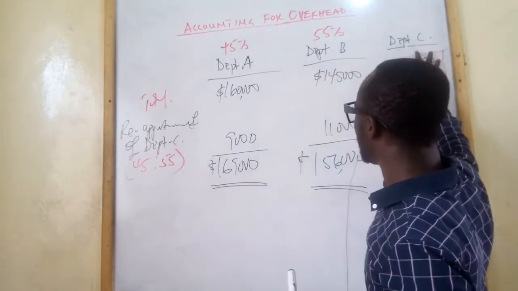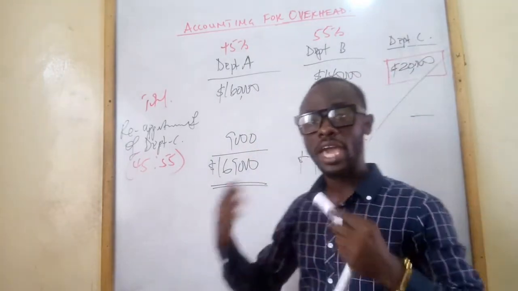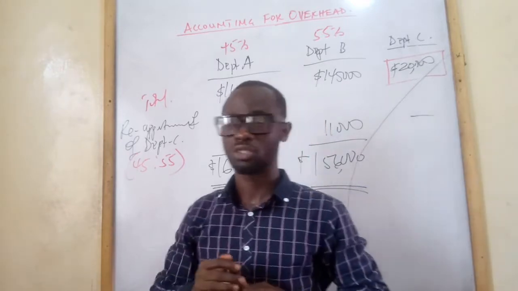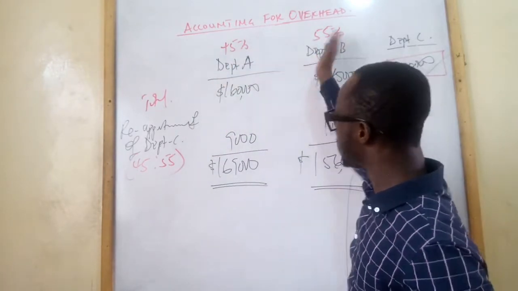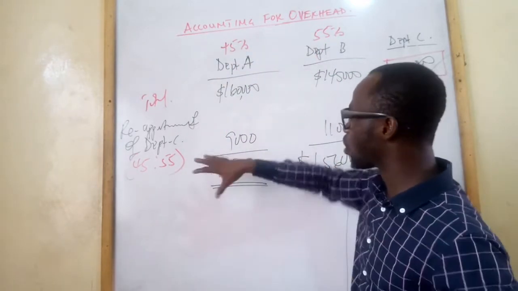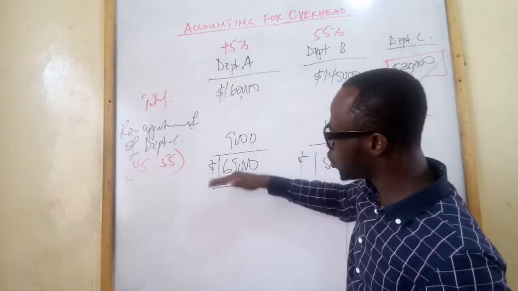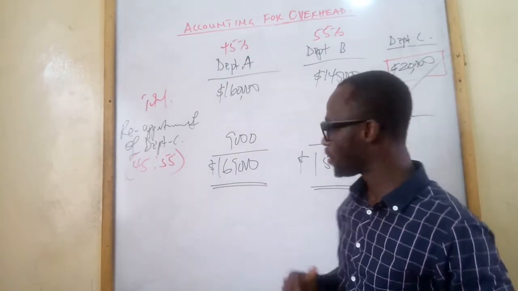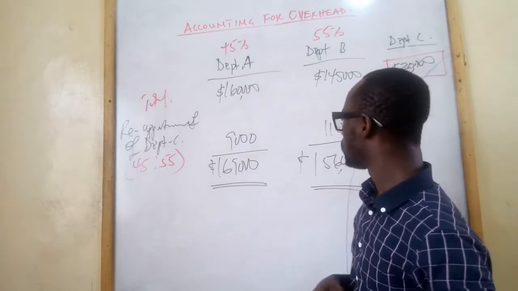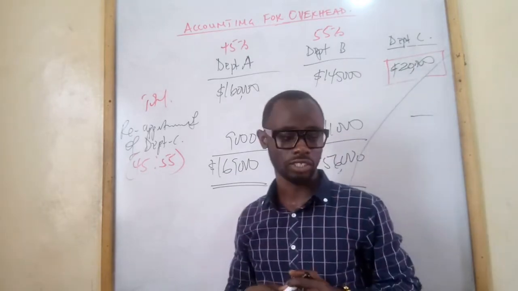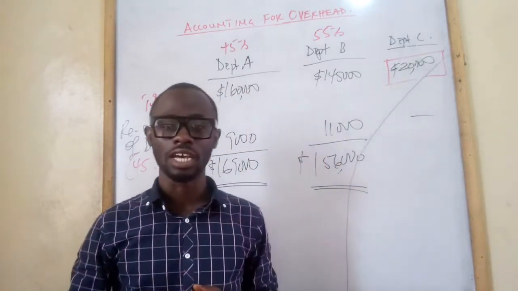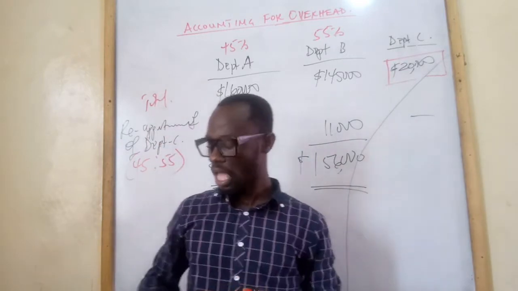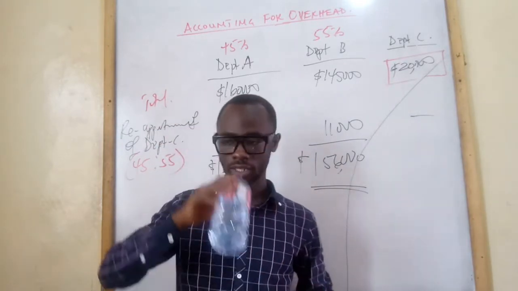So whatever we incur, we're going to be sharing based on the basis that the examiner has given to us. But usually it's going to be like this, and we share it and then we get a total cost. So right now, Department A total overhead is 169,000 and Department B total overhead is 156,000. That is what you must understand when it comes to apportionment of overheads.